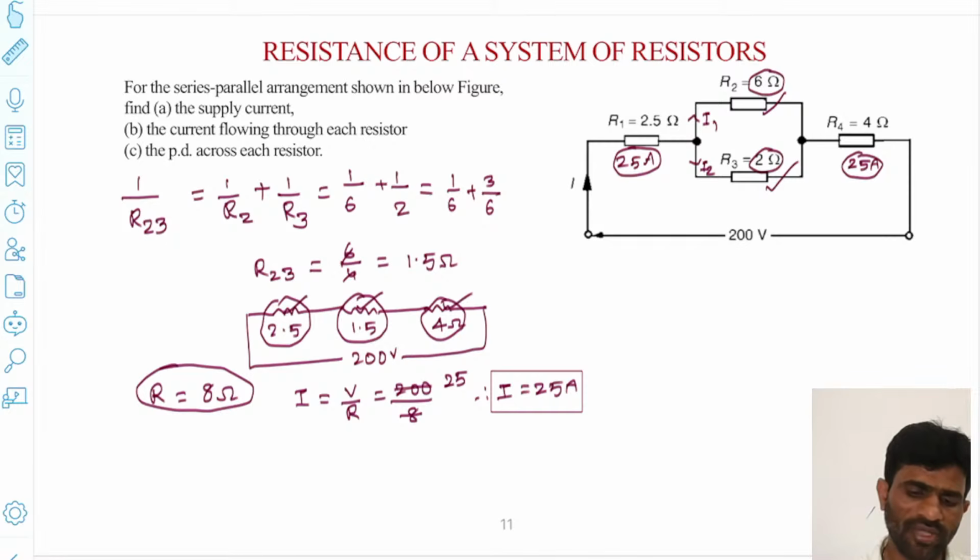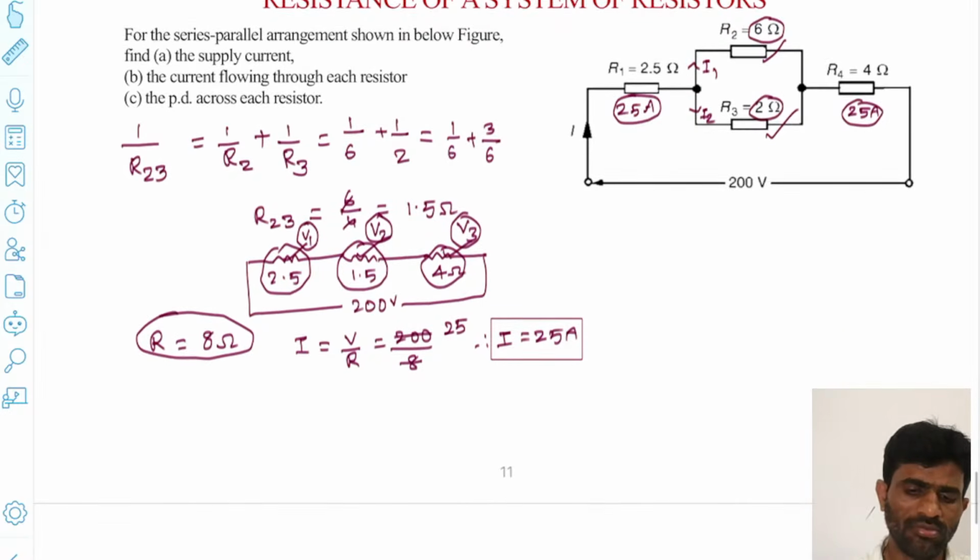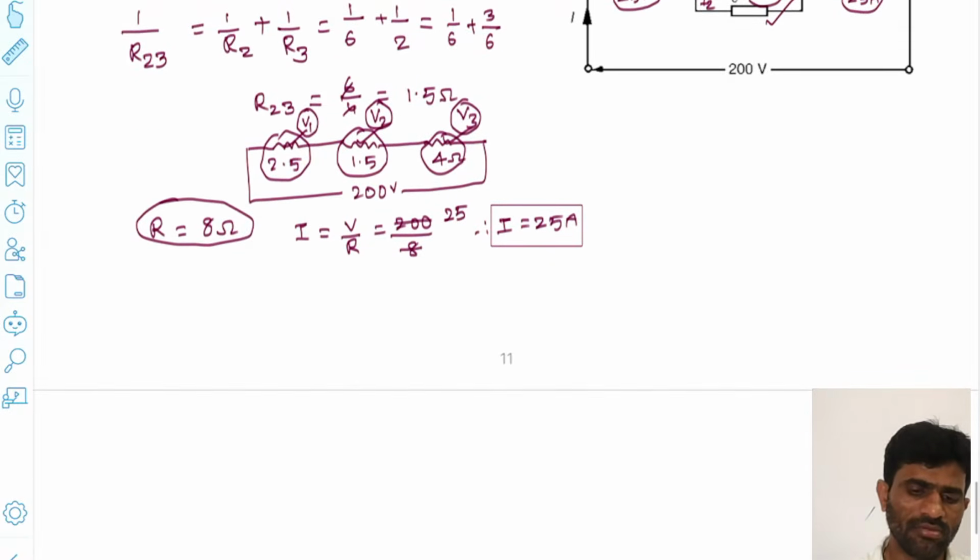Then we can find V1, V2, V3, the potential difference, because in a series connection the potential difference is divided. So we find V1 across 2.5, V2 across 1.5, and V3 across 4 ohms. We can find it this way. V1 is equal to I into R1.